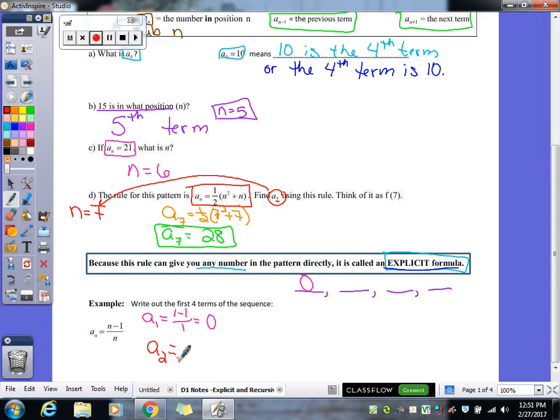So now we'll find term 2, plugging in a 2 for all of our n's. So a sub 2 would equal 2 minus 1 over 2. Which 2 minus 1 gives us what? 1. And then over 2 gives us 1/2. So our second term is 1/2. Now for my third term, what are we going to plug in? 3. So 3 minus 1 over 3. What would our third term be? 2/3. And then our fourth term, plugging in our 4, would be 3/4. So the explicit formula makes it nice and easy to figure out what each of your terms is going to be.